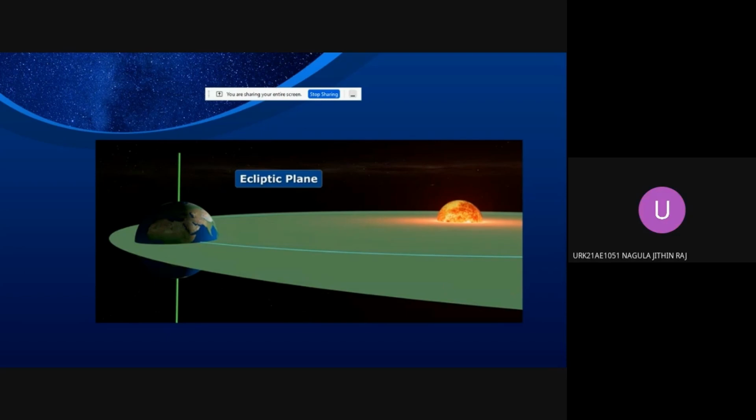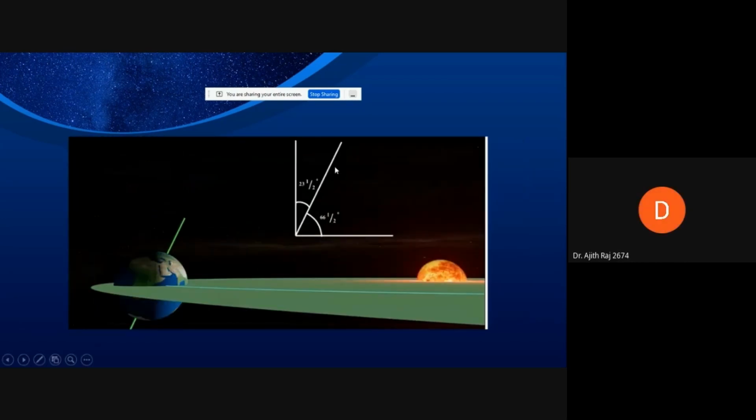So my question is, the Earth's orbital plane will have some inclination with the sun's plane, right? So the sun's CG plane. I'm asking what is that inclination? Is this what you are asking, sir? Earth is tilted 23 degrees.